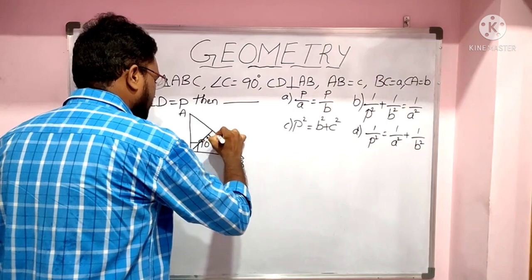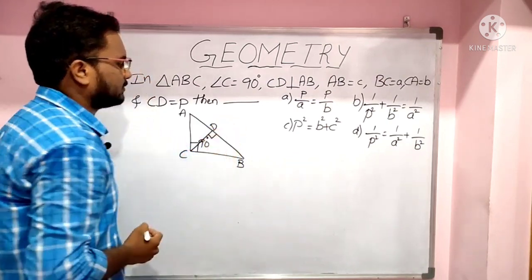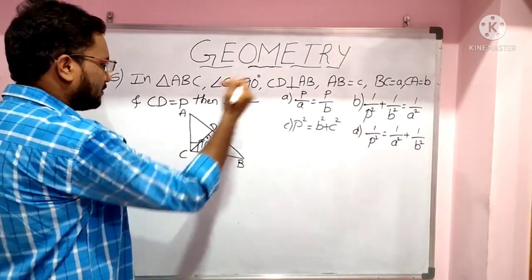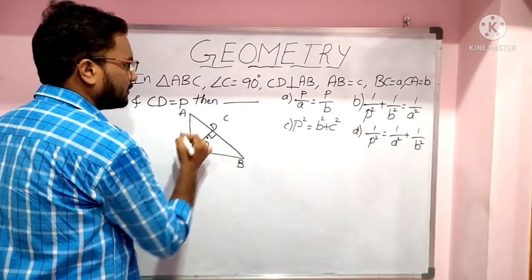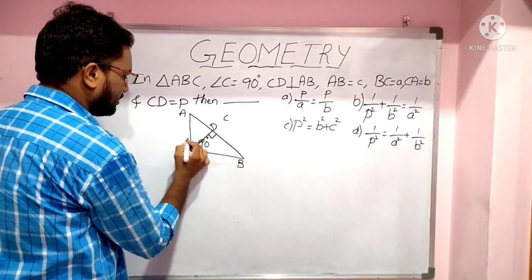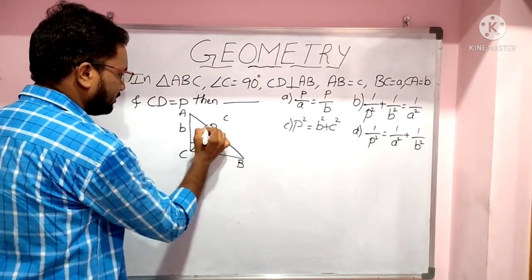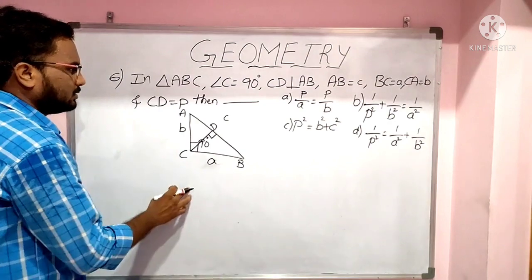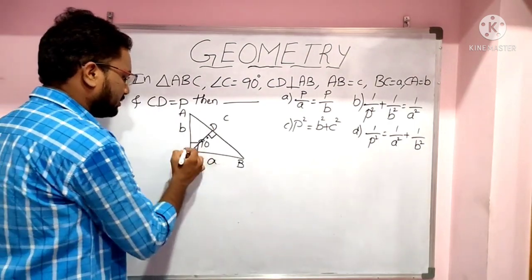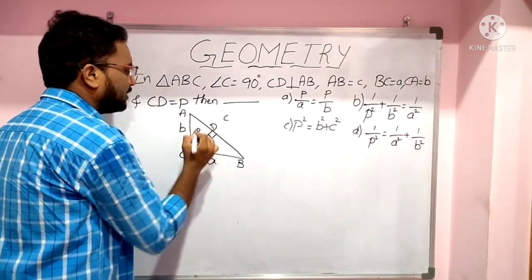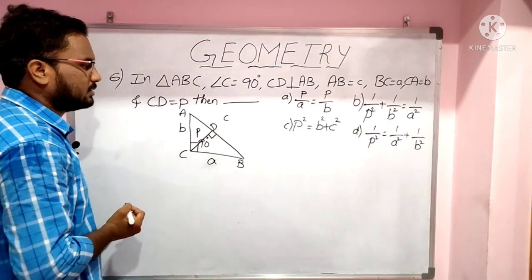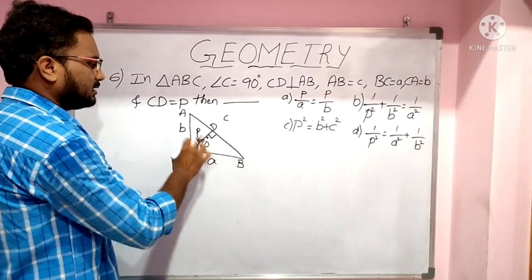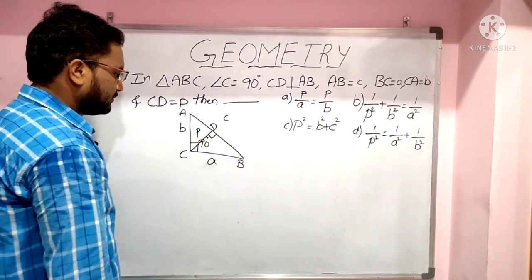CD is perpendicular to AB and AB equal to c. This is small c and this is B and this is small b and this is small a. Then CD equal to p. This length is p. So we need to find the relation between these three variables.